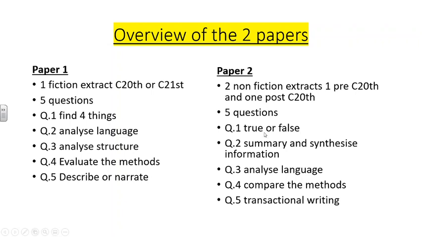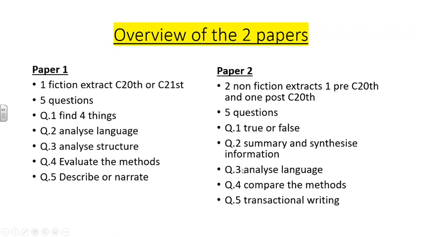Question 1, true or false. There are 8 options, you choose 4 that are true. You've got to make sure you read all 8, because remember there'll be a trick one near the bottom. Question 2 is the summary and the synthesis of information, so you basically have to look at both extracts and say how they're different.